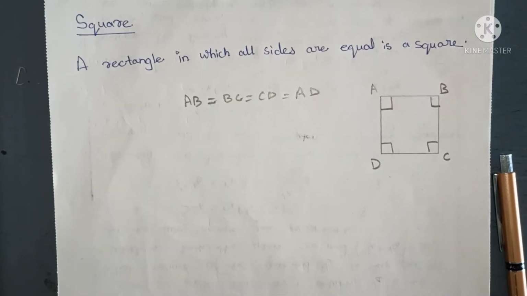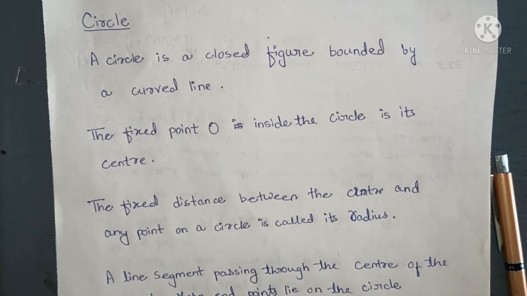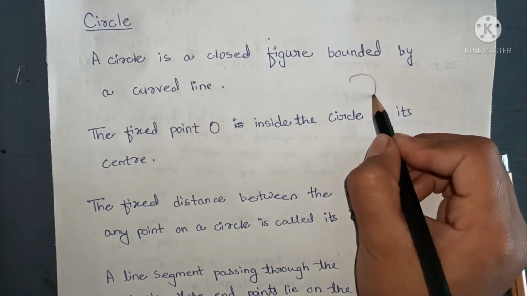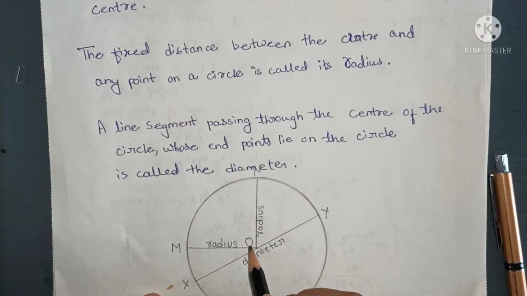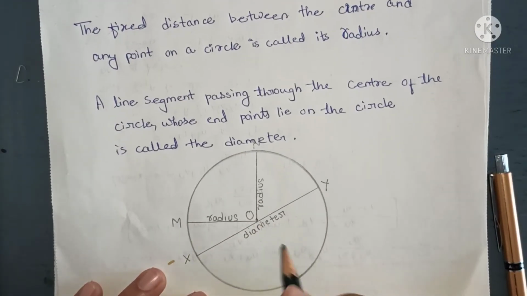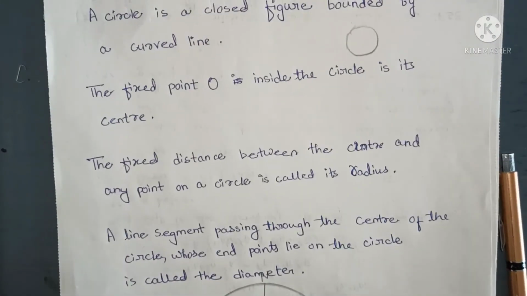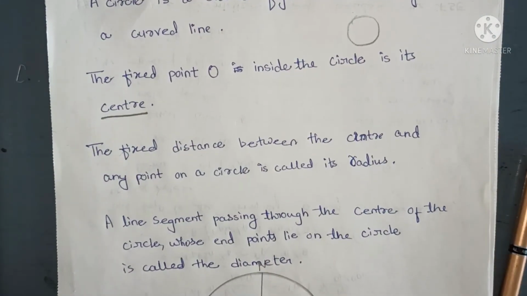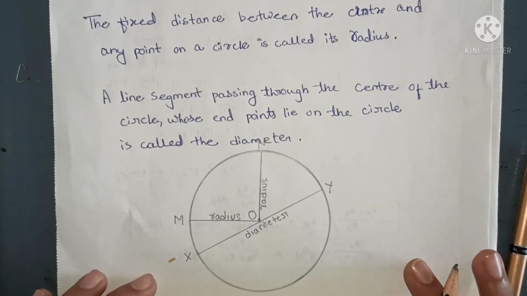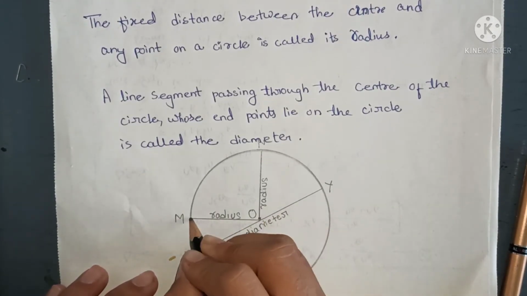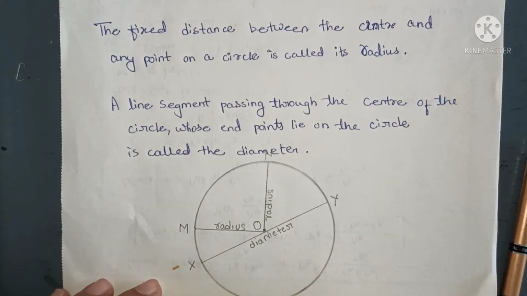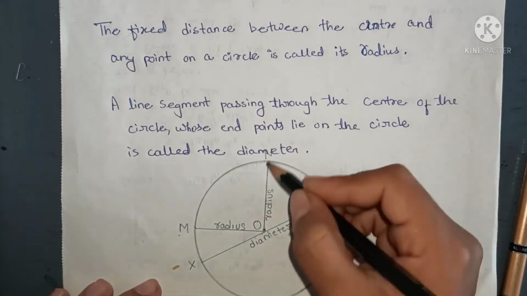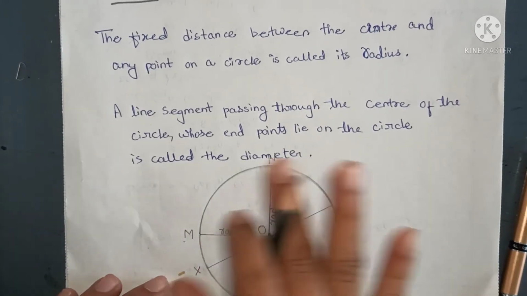Now let us move on to the next part, that is circle. Circle is a closed figure bounded by a curved line. We all know it is not made up of straight lines but a curved line, isn't it? Now the fixed point inside the circle, in the middle of the circle, is known as the center. And the fixed distance between the center and any point on a circle, if we measure the distance from the center to any point on the circle, then it is called radius. So here MO is the radius or NO is also a radius of this circle.